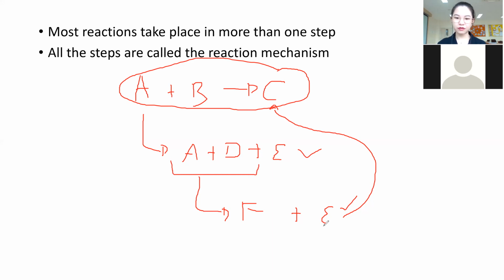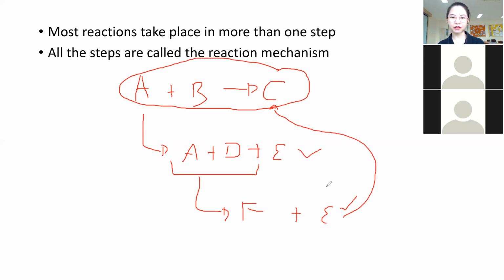So this reacts into F and E. They do exist, and without them, the reaction couldn't take place. All these steps, when put together, are called the reaction mechanism. It's the mechanism of how each molecule actually reacts. And this equation just gives you the overall reaction.